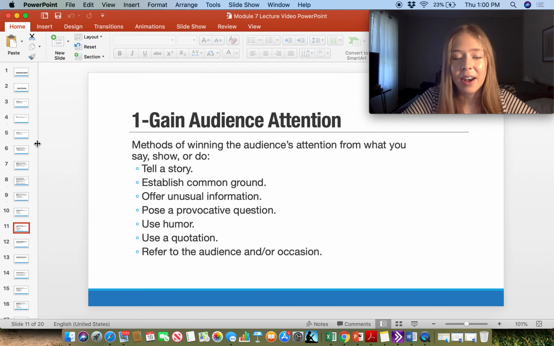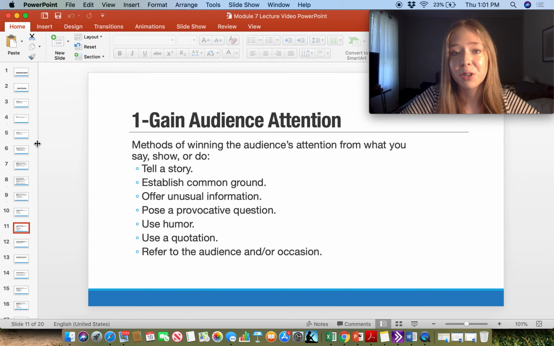So, methods of winning the audience's attention: you could tell a brief story, you could establish common ground. A lot of people use humor to tell a joke to hook the audience in. A really good way to hook the audience in is using a really jarring statistic. So, maybe if you were talking about childhood obesity, for example, you would say, this is incorrect, so don't get on me for this, but 65% of American children struggle with obesity. And then that would be a really good way to establish what you're going to talk about, but it also draws the audience in, like, wow, that's a real problem. I should probably listen to that speech.